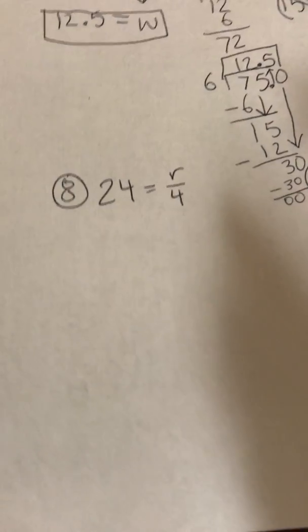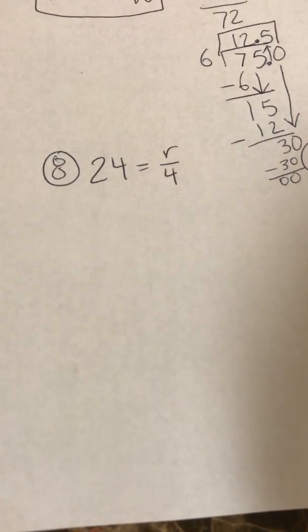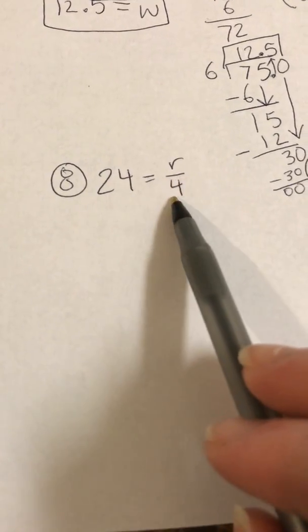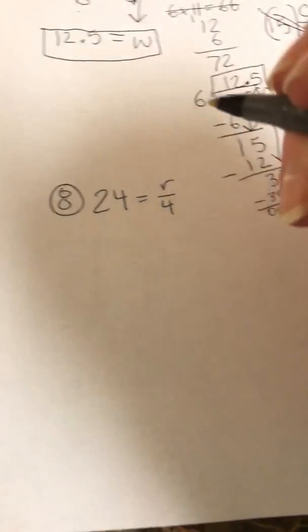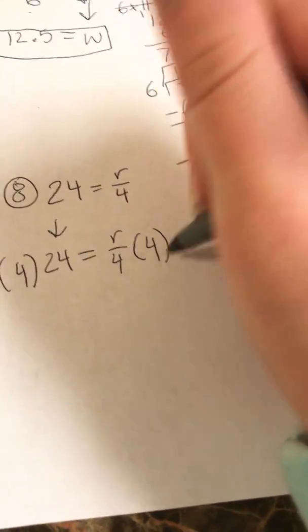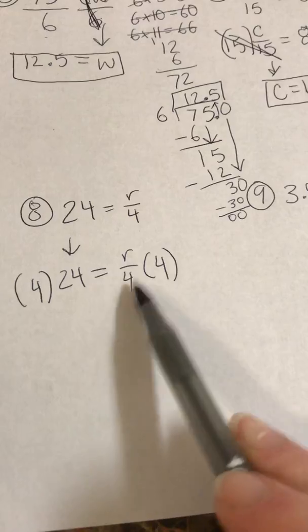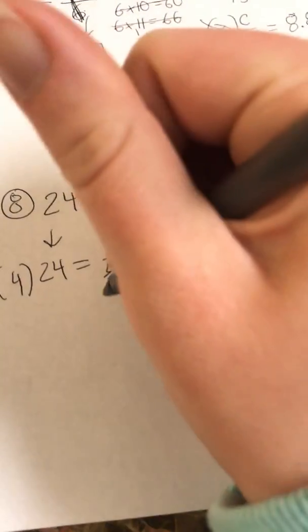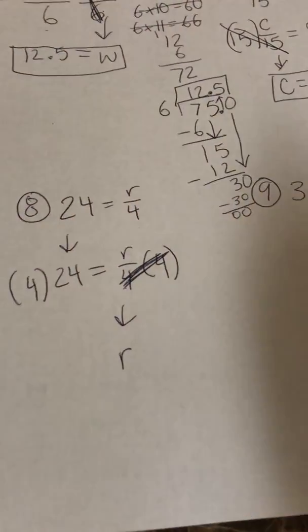Number 8. 24 equals r over 4. Here's that fraction sign again. Fraction means divide. So we're going to bring our 24 on down. We are going to have to multiply our 24 by 4 because that's what's attached to our fraction over here, that 4. 4 is what's attached to our variable right here. So the 4's cancel out. The r will come on down.